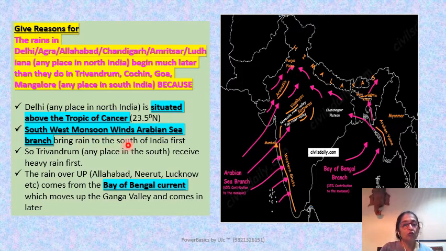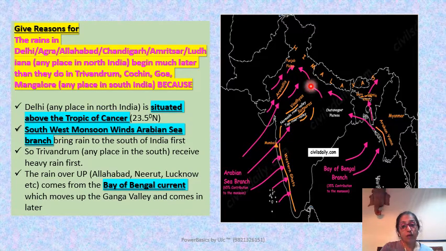The southwest monsoon winds Arabian Sea branch bring rain first to the south of India. So Trivandrum, or you say Cochin or Goa or Mangalore, the south part, are going to receive the heavy rains first. Why? Because the southwest monsoon Arabian Sea branch hits the south of India first, and the rains, and then they cross over and come to the north.